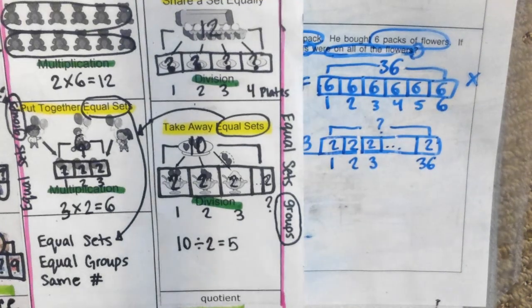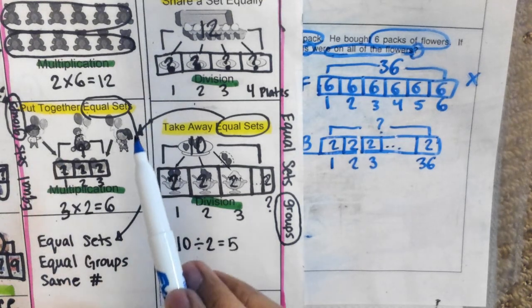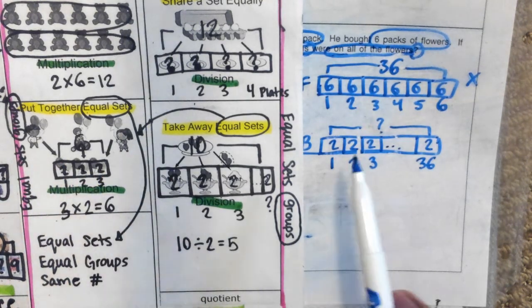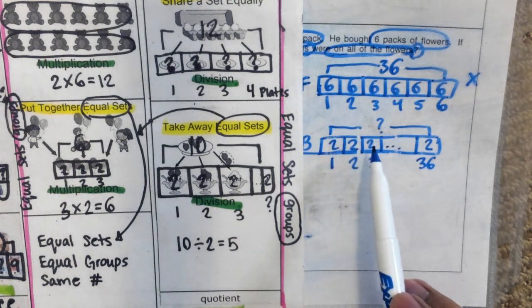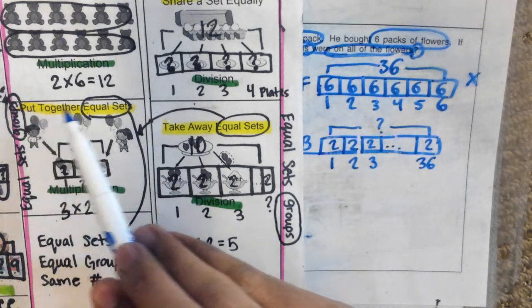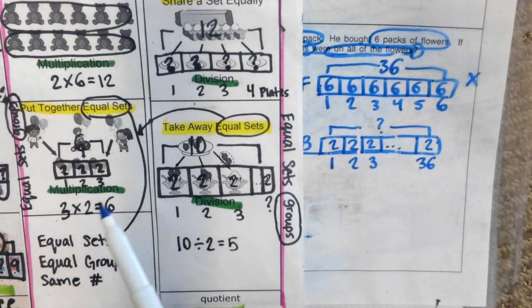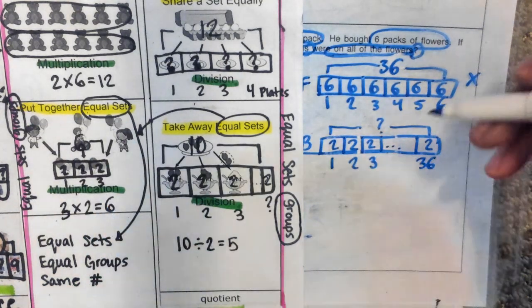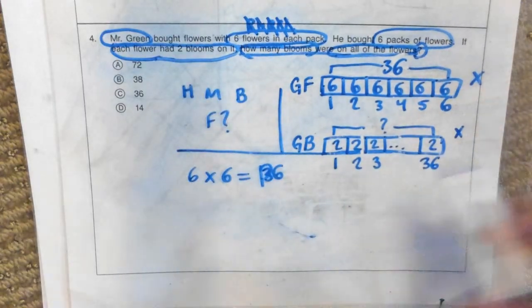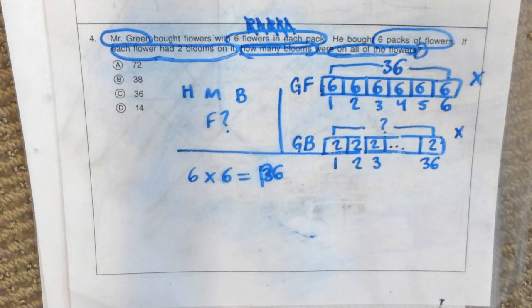This one actually matches up with put together equal sets, because you see the same number again and again and again. Here we see the 2 again and again and again, and we know how many groups there are. So put together equal sets matches up with multiplication. So let's write our clue off to the side. Remember, the only reason why I put the ... was so I wouldn't have to waste time or waste space drawing 36 boxes to represent the 36 flowers.